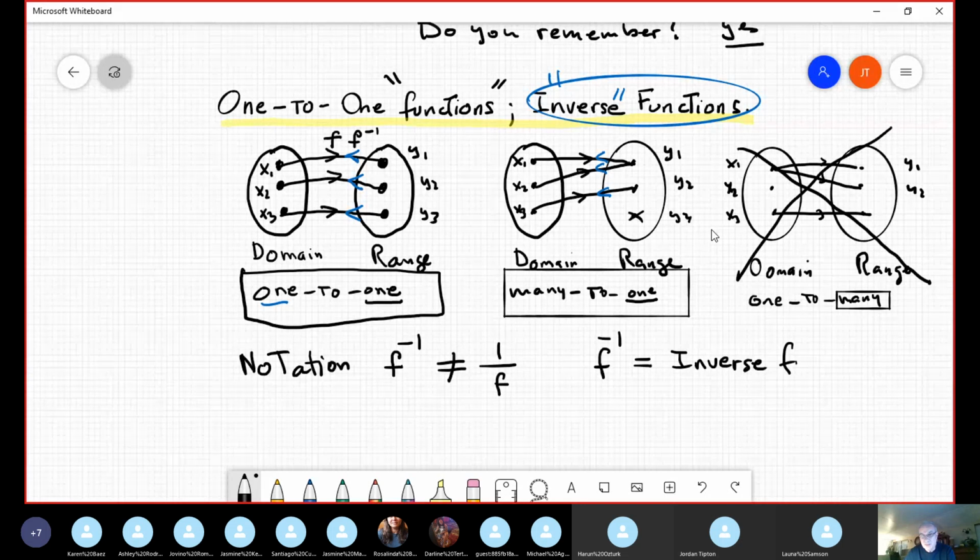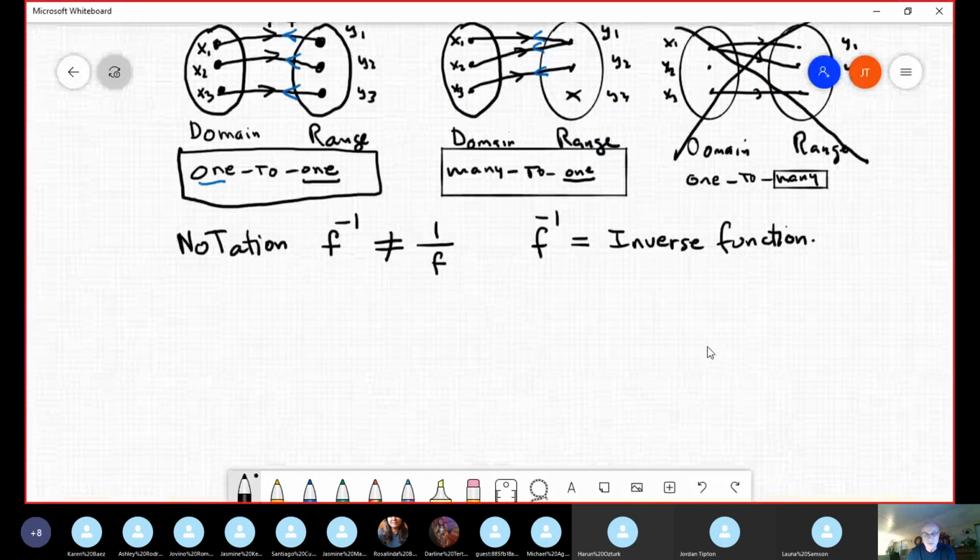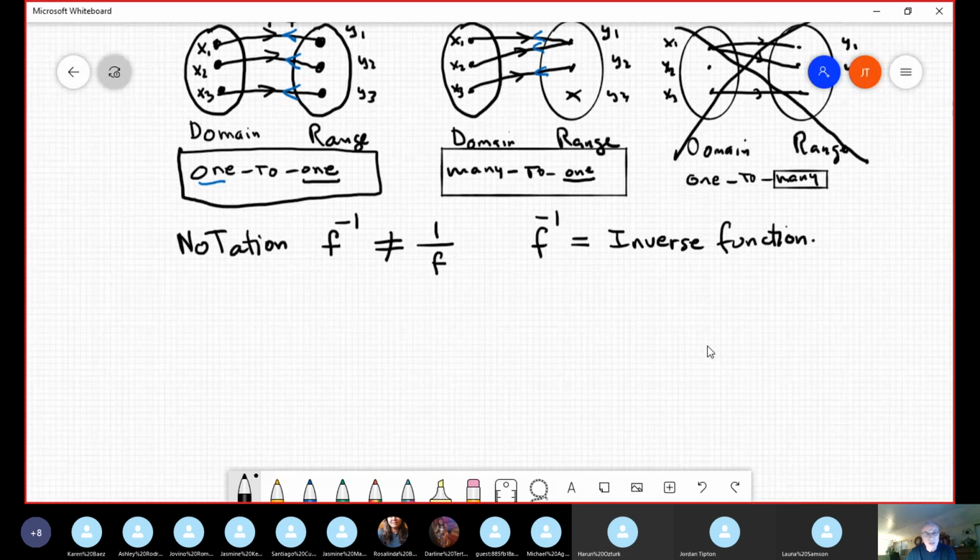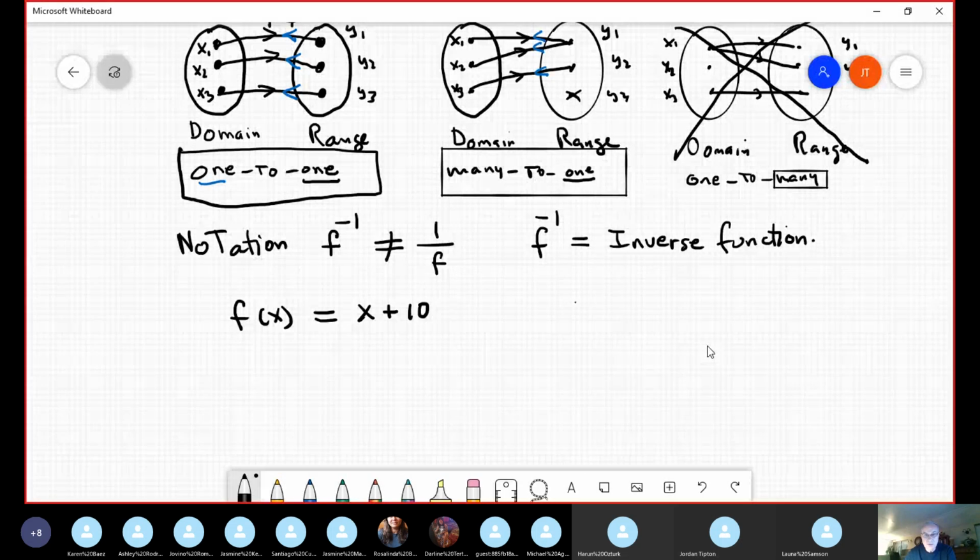But there are many examples. You know, the intuitive idea about inverse function. Okay, for example, one function f of x, suppose it is x plus 10. I don't know, 10. I like 10. The inverse function is x minus 10 because it's the opposite.